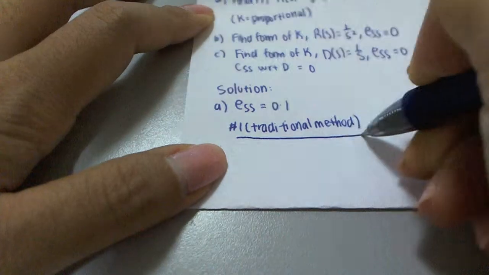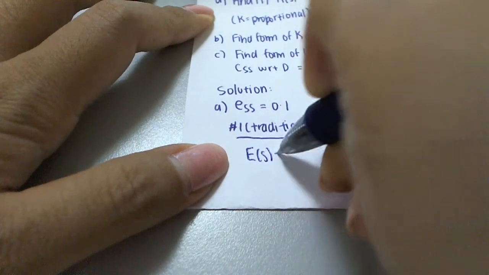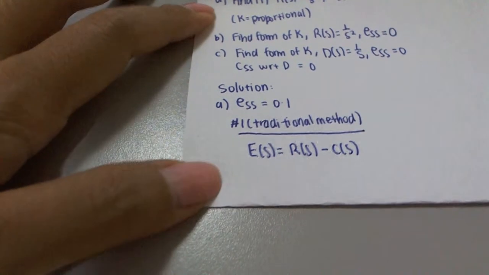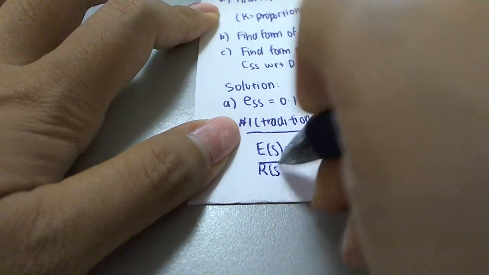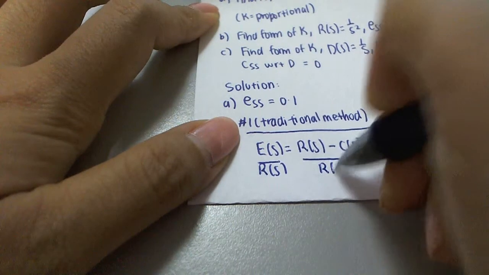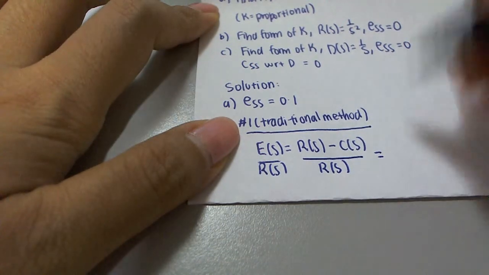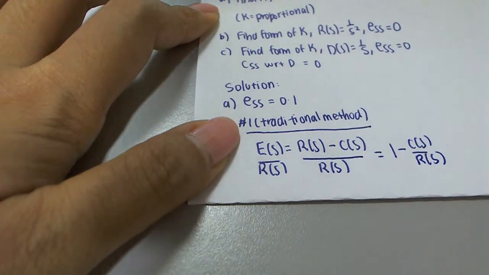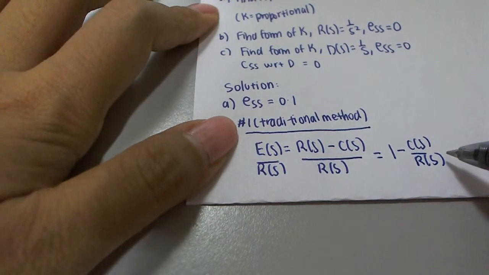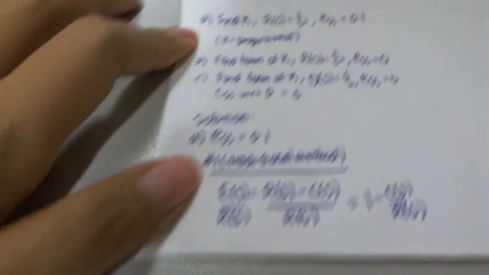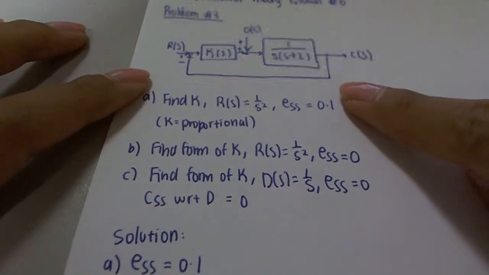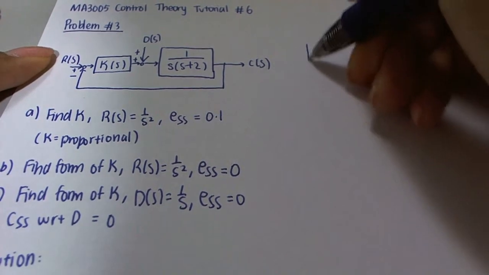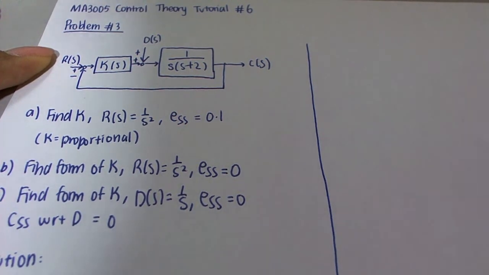So using the traditional method, we have the error equals to the input minus the output. And of course, we can divide both sides of the equation with the input R of s. And this actually gives us 1 minus C(s) over R(s). So C(s) over R(s) here is actually the closed loop transfer function, which we can solve by looking at the block diagram. So let me solve for the rest of the problems over here.